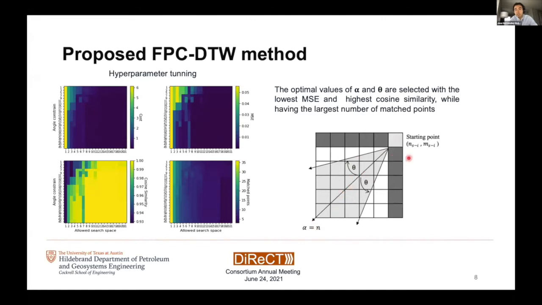The other constraint that we have here is that we skip finding points in the horizontal and vertical columns, and we do this to avoid generating singularity matching between the two signals. So basically, this is our allowed search space at each iteration.